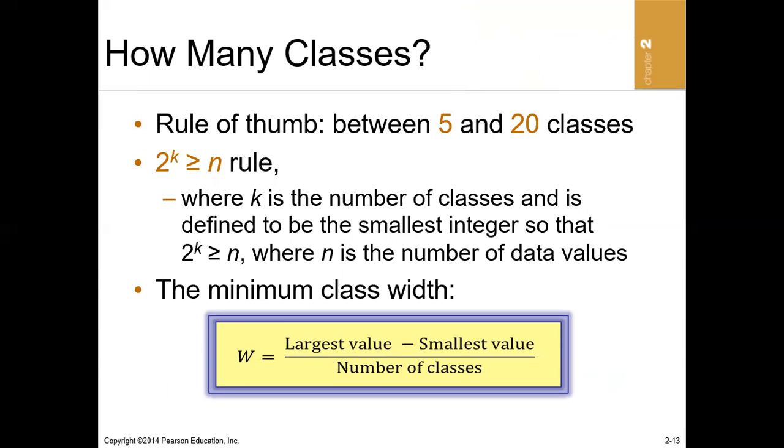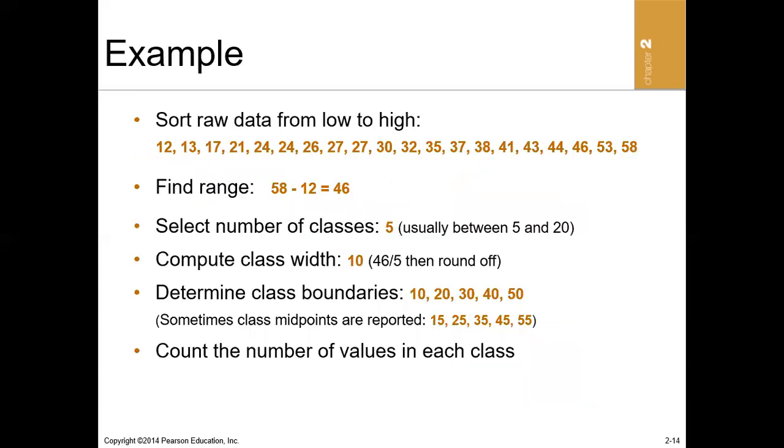between 5 and 20 classes, 2 raised to the power the number of classes should be greater than or equal to n. And then to find the minimum class width, it is simply the largest value in the figures minus the smallest value divided by the number of classes you wish to have. And as I've said, the number of classes you wish to have should satisfy this rule, that 2 raised to the power the number of classes should be greater than or equal to the number of data that you have, or the number of figures you have. And then the minimum class width should be the largest value minus the smallest value over the number of classes.